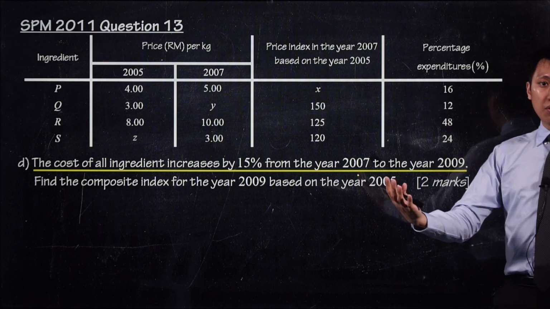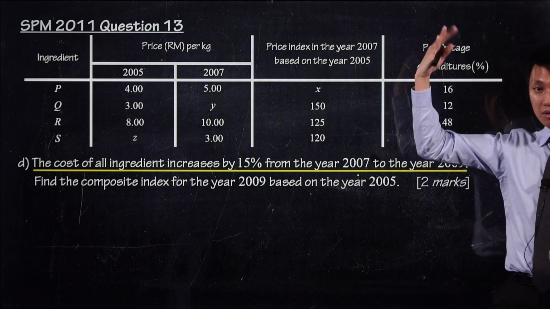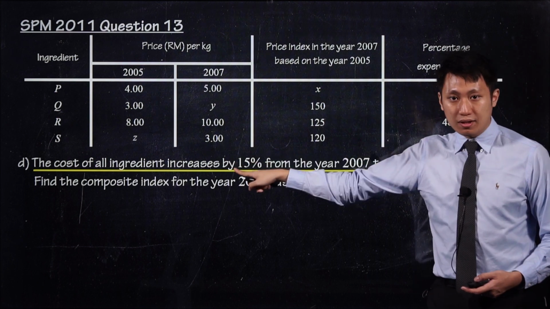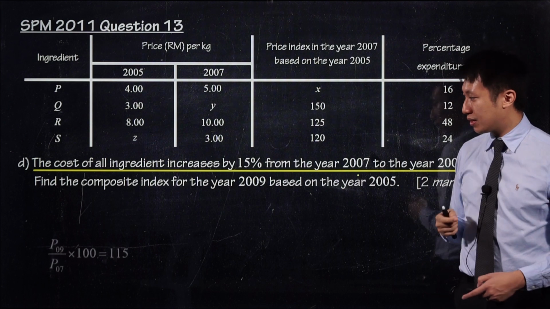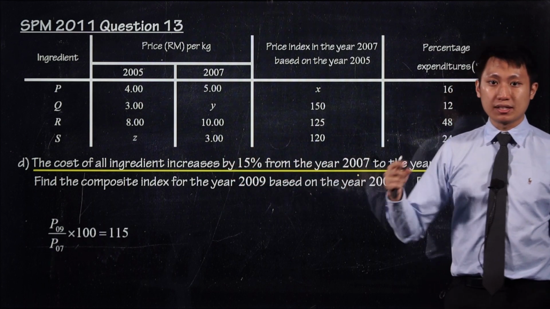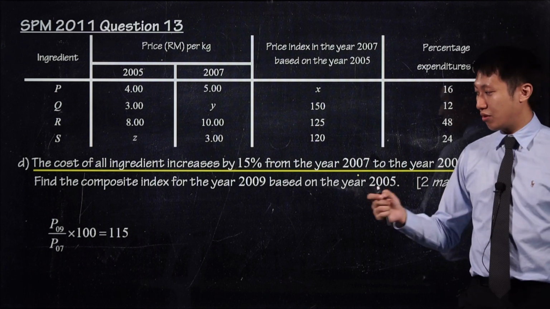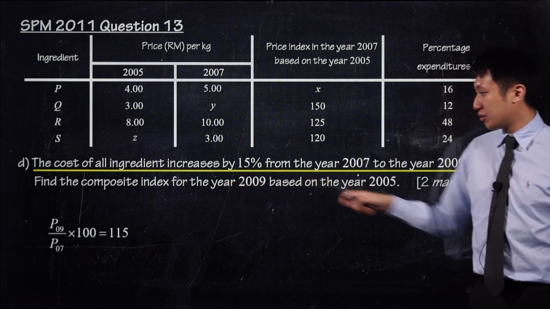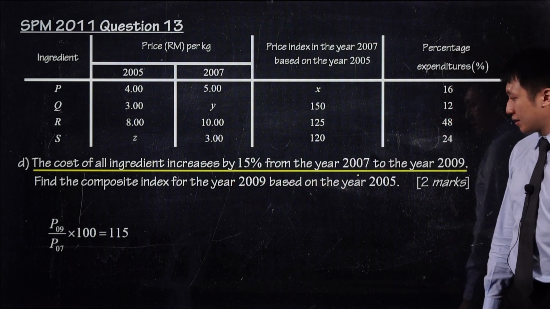Base year is below. The current year is on top. Multiply by 100, you should get... is it 15? No, it's 115. Okay, you get that one. Increase by 15% means the price index is 115. Okay, so find the composite index for year 2009 based on year 2005.